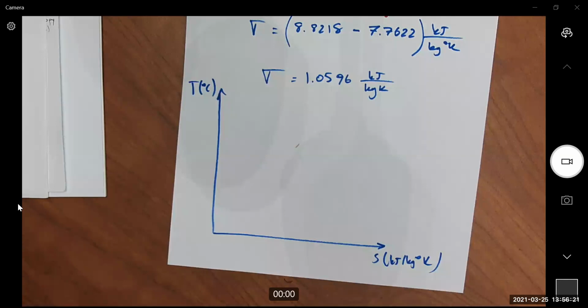Any questions about this? I will leave the diagram to you, okay? But please work on this and let's look at it next class.